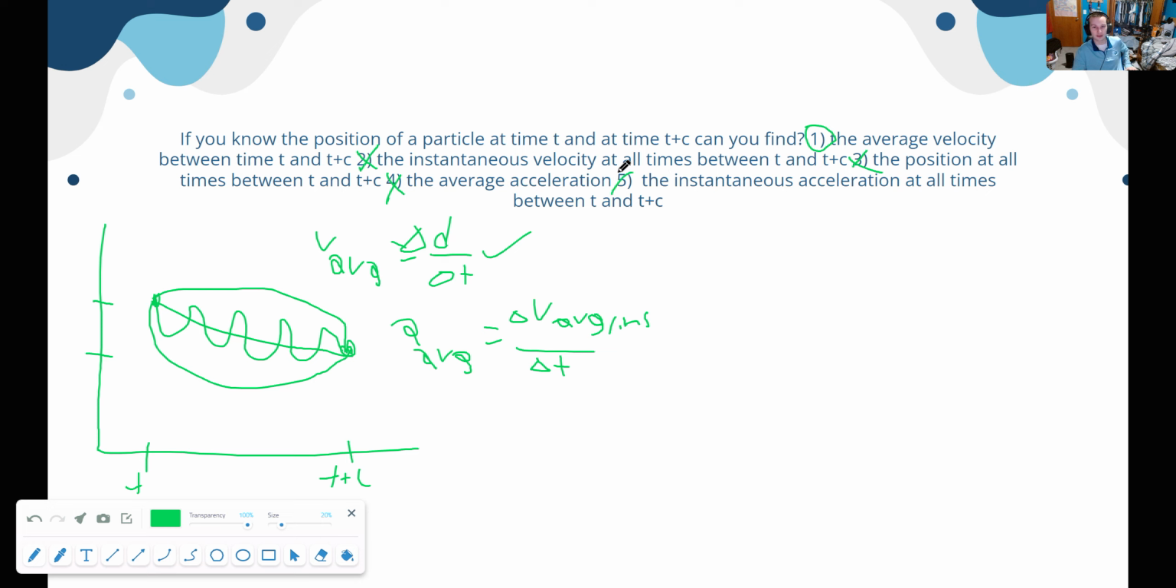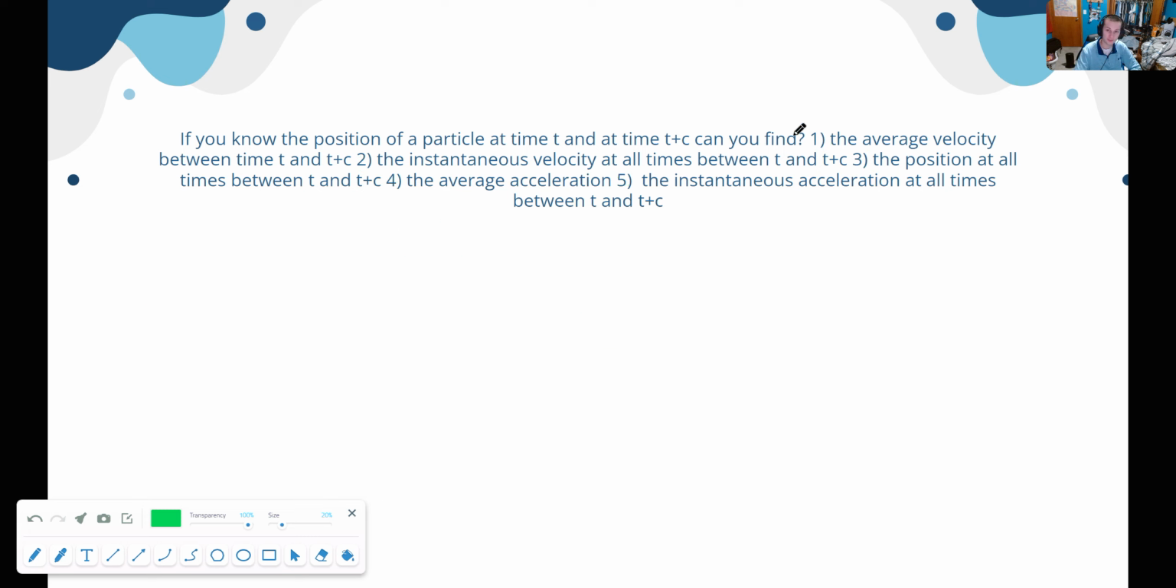And number 5 is also not true. You can't find the instantaneous acceleration. Again, we don't know anything about the path. We don't know anything about the instantaneous velocity, so then we don't know anything about the instantaneous acceleration. That just isn't going to happen. So the answer for this one is just 1.